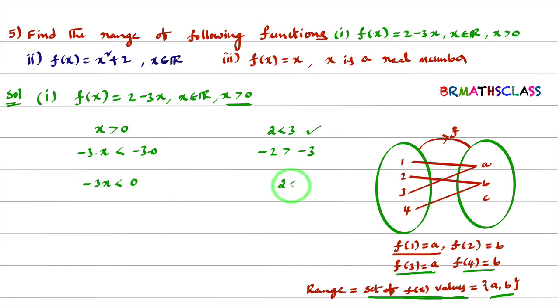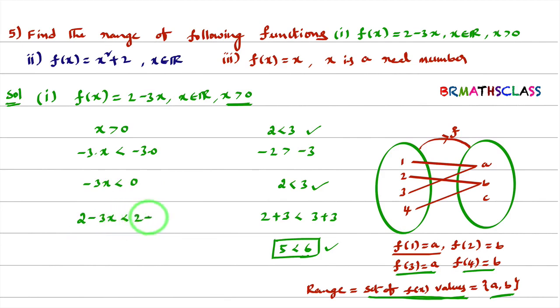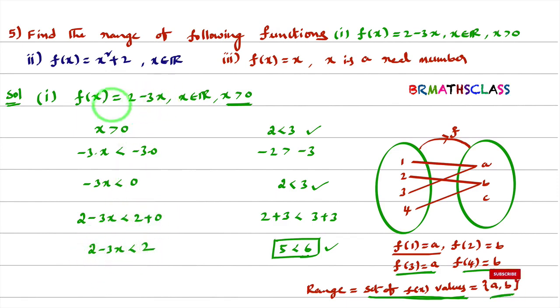For an inequality, if we add a real number on both sides, the inequality remains the same. So if I add 2 to this inequality on both sides, the inequality remains the same. 2 minus 3x is less than 2 plus 0, which is 2. What is 2 minus 3x? 2 minus 3x is f of x. So I came to know that the f of x value is less than 2.